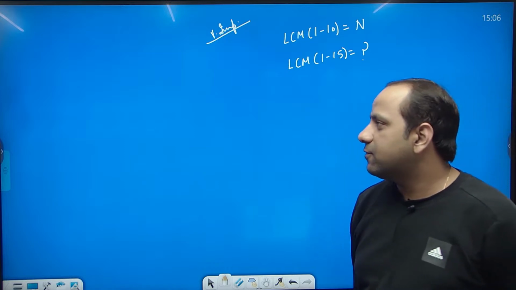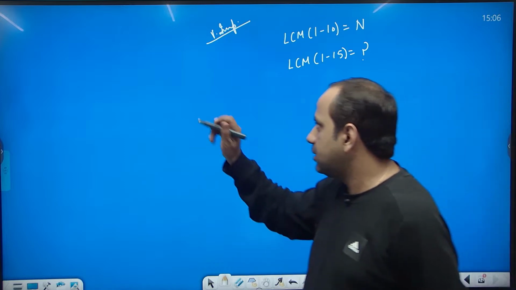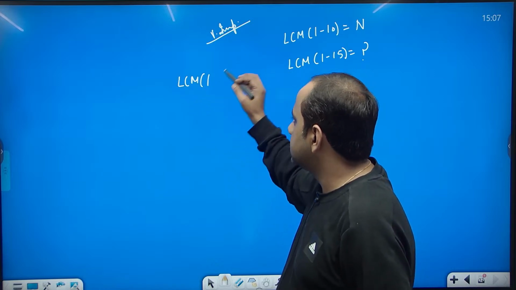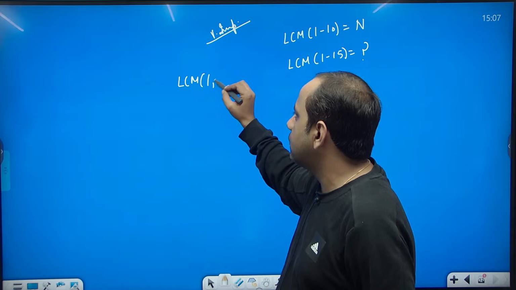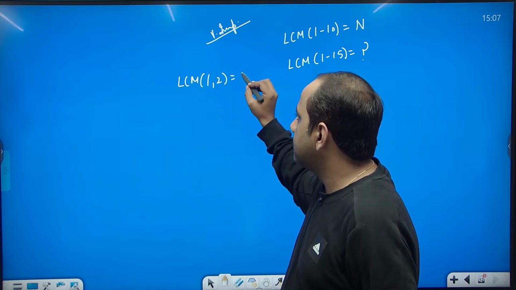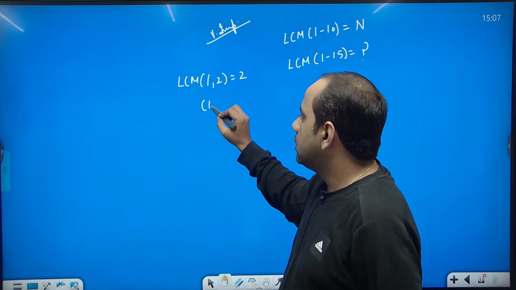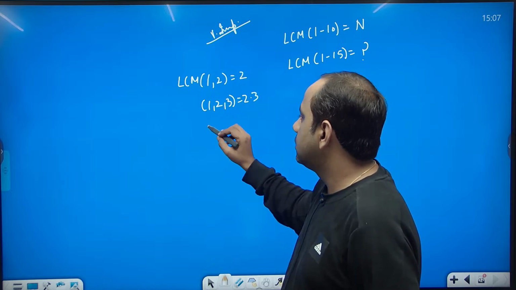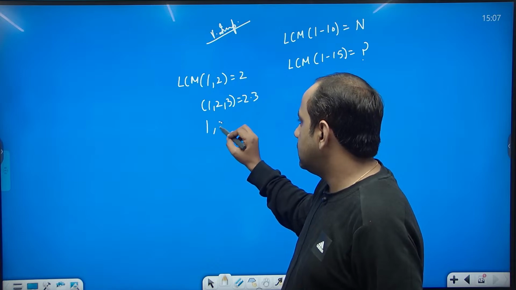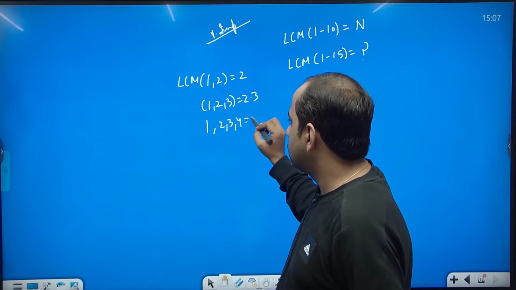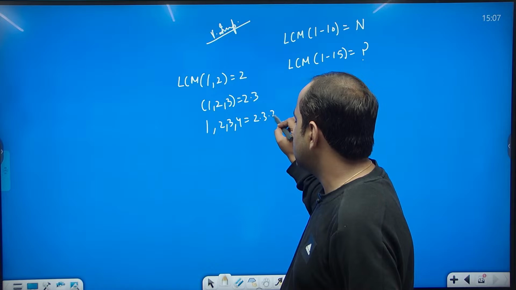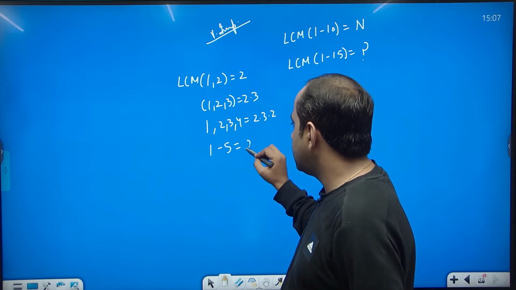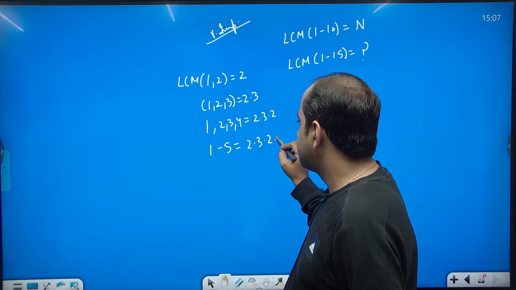So the point is, let me give you another example for this to understand this question clearly. If I say LCM of 1 and 2, that will be 2. If I need to write down LCM of 1, 2, 3, 2 into 3. If I need to write down LCM of 1, 2, 3, 4, this will be 2 into 3 into, एक 2 और चाहिए ना, from 1 to 5, we need to multiply again by 5.